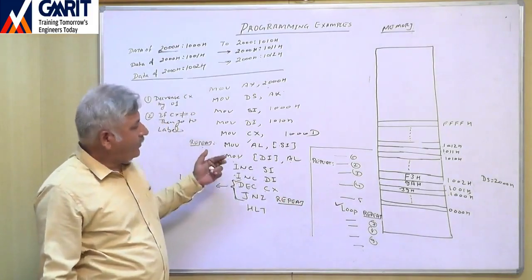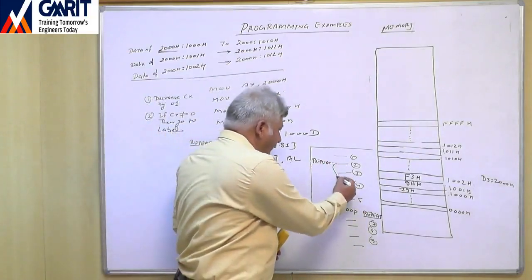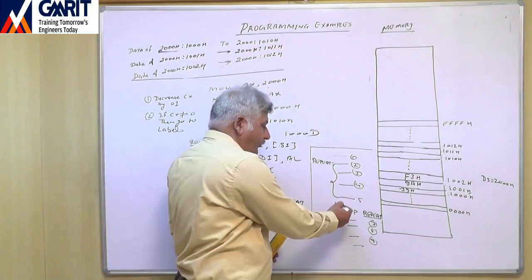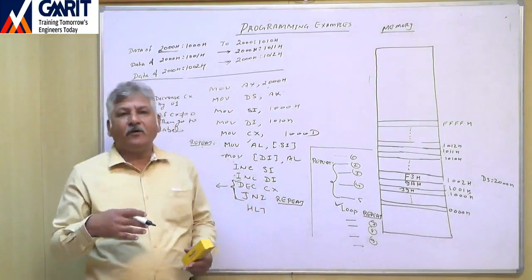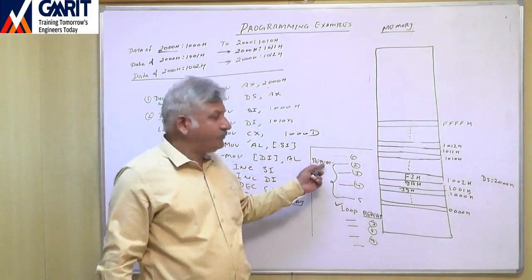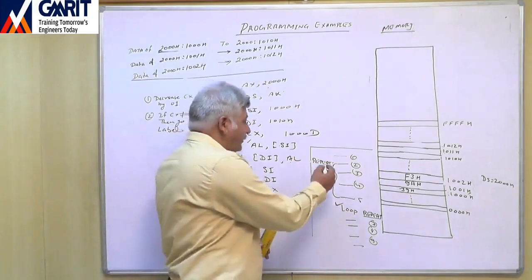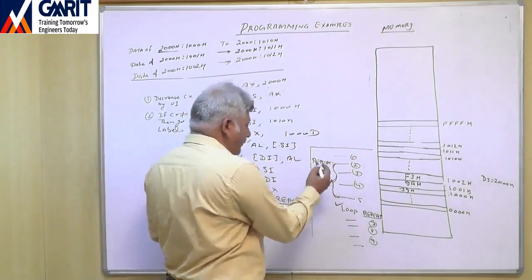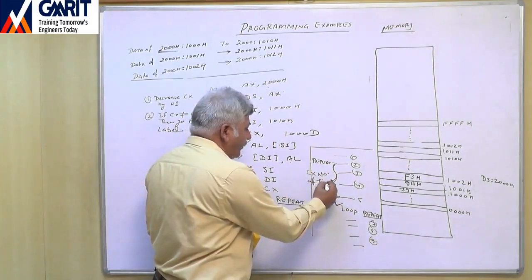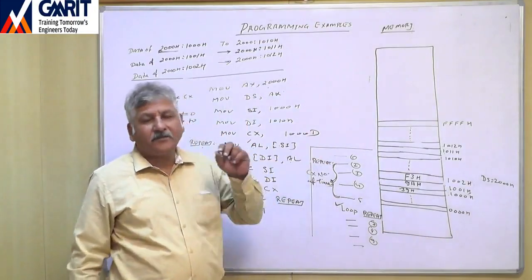Wherever we have written the label, the sequence of the program will go here. And now this set of instructions will execute again. When the loop executes, again it will reduce the value of CX by 1. And still if CX is not 0, again it will go to the label repeat. So this means this set of instructions will be executed CX number of times.